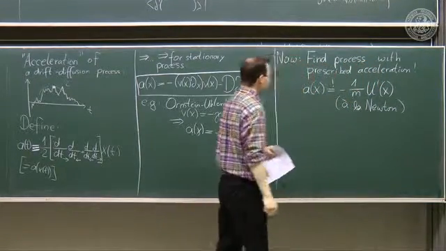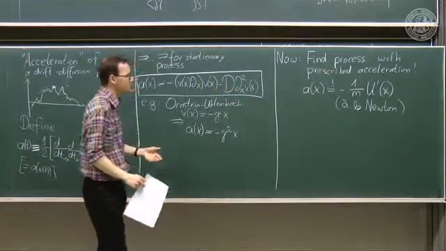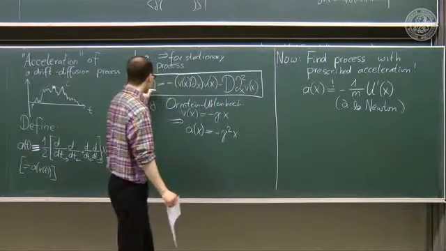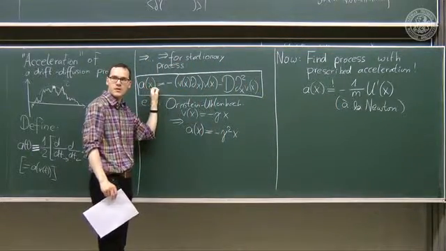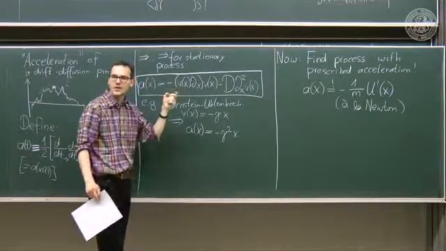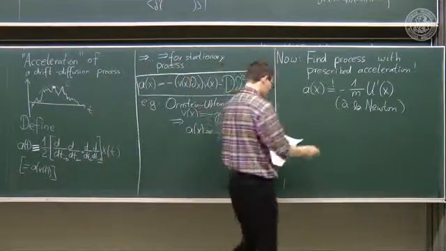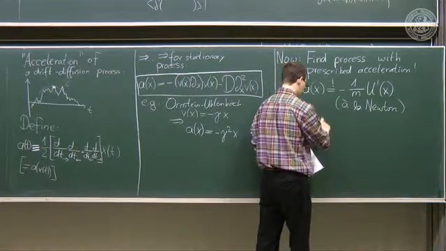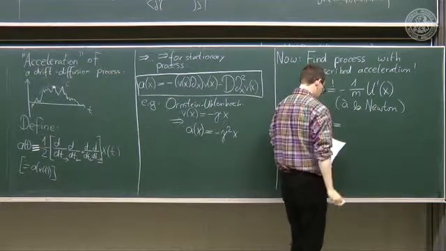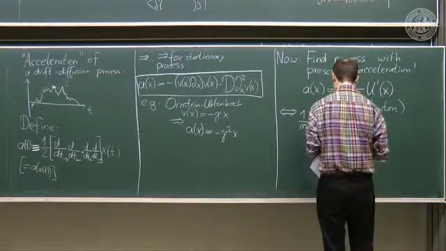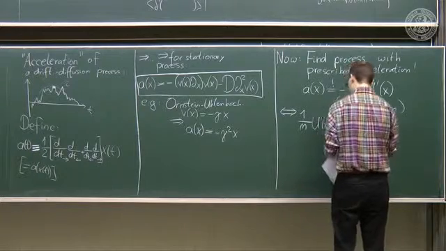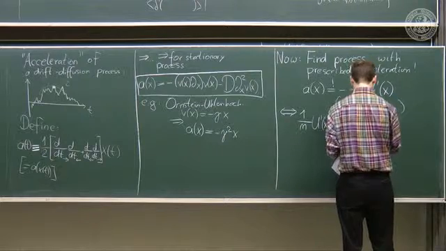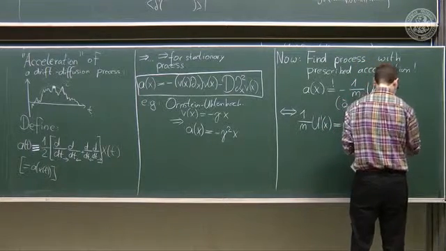Okay. Now, that becomes an exercise in mathematics. Because I can just take this prescribed acceleration field, plug it in into the left-hand side, and try to solve for v of x. So let's do it. So I drop the minus sign on both sides, and then I get 1 over m derivative of U equals v d/dx v plus D times the second derivative.